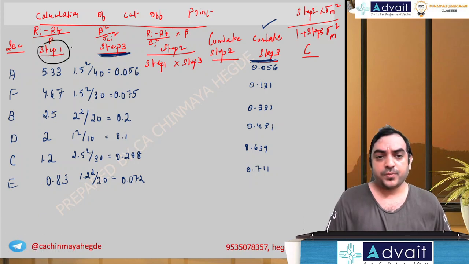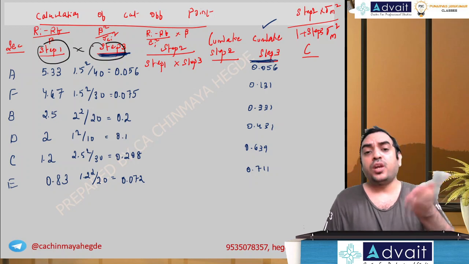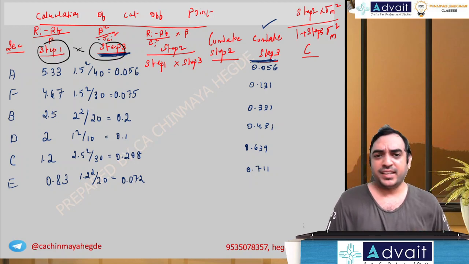So step 1 multiplied by step 3. The big formula will take time, so I told you a simple method. Multiply 5.33 into 0.056, that is 0.29848. I'll round it off to 3 decimals, 0.298.